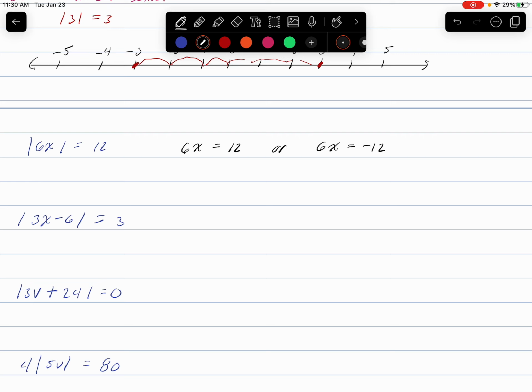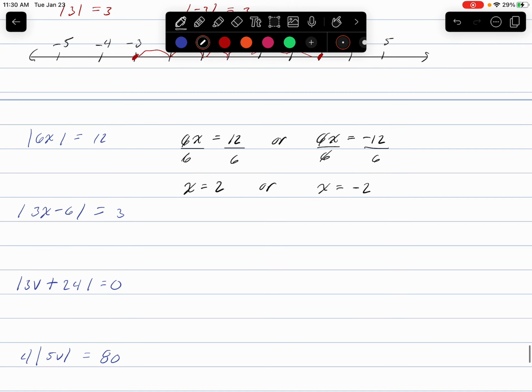So if we solve 6x equals 12, we can divide both sides by 6. The 6's will cancel, and we'll end up with x is equal to 2, because 12 divided by 6 is 2. Or over here, if we divide both sides by 6, we'll end up with x is equal to negative 2.